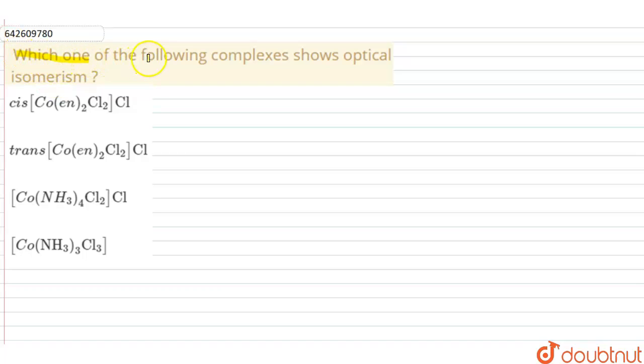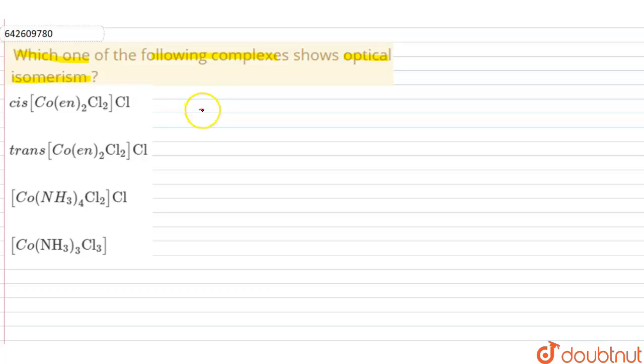Hello students, let's start the question. Which one of the following complexes shows optical isomerism? So we have 4 coordination complexes given over here. One by one, we'll be analyzing them and talking about whether they would show optical isomerism or not.